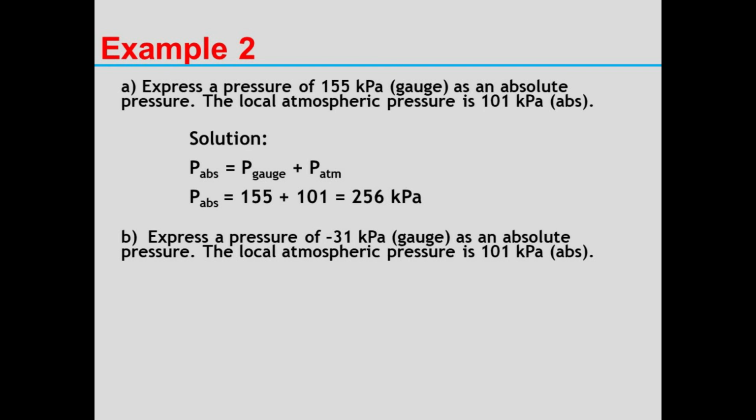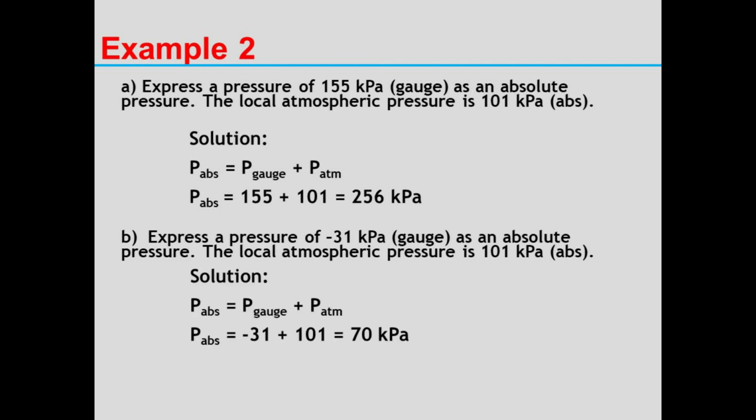Okay, the next one is express a pressure of negative 31 kilopascal gauge as an absolute pressure. So we use the same equation. P absolute equal to P gauge plus P ATM. P gauge equal to negative 31. P ATM equal to 101. Negative 31 plus 101 equal to 70 kilopascal.